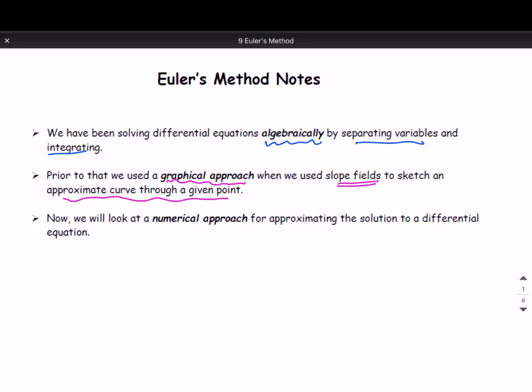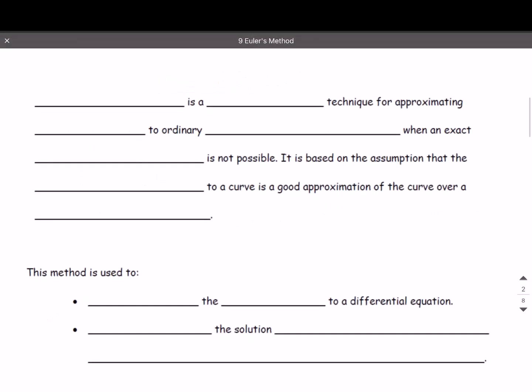Now, we're going to try a numerical approach for approximating the solution to a differential equation, and that's called Euler's method. And yes, I know it's spelt with an EU, but it's actually pronounced like Euler's, okay? Like an oil rig.